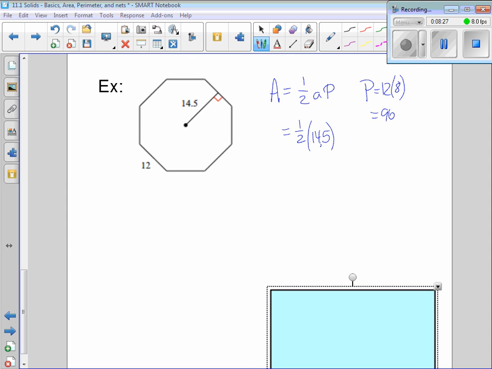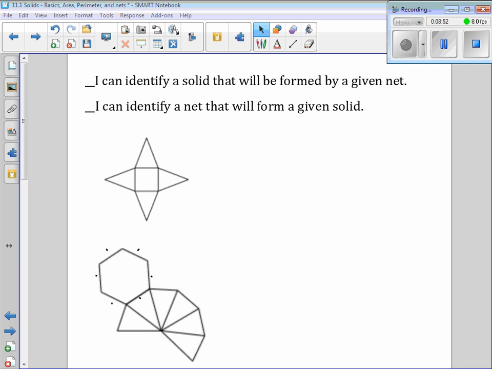All right, so I wrote the formula down without anything in it. I got 1/2 apothem times the perimeter. I calculated the perimeter. There's 8 of those 12 length sides, and so the perimeter is 96. And the apothem is given to me as 14.5. And there you have it. It's that easy. Let's move on.